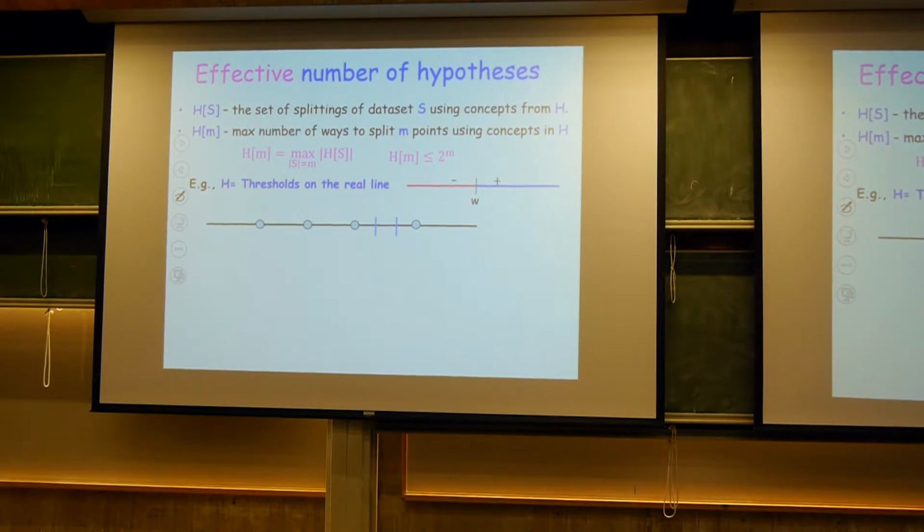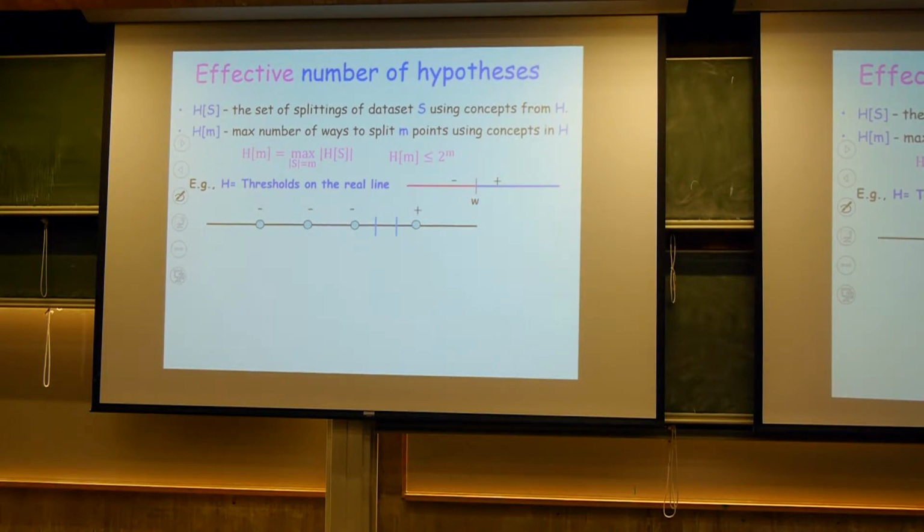Do they label the points differently, or the same? The same. And what is the labeling? This will be minus, minus, plus. So even if I have two different classifiers, they induce the same labeling over my set of points.